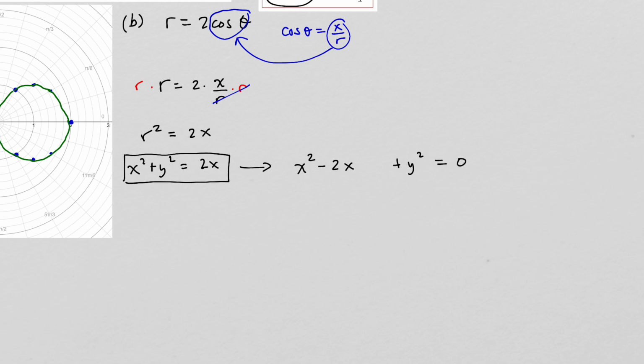And then I can complete the square here by adding 1 to both sides. And then if I factor, this becomes (x minus 1) squared plus y squared is equal to 1. And this is definitely a circle. The center of this circle is going to be (1, 0). And the radius of this circle is the square root of this number. And of course, the square root of 1 is 1.